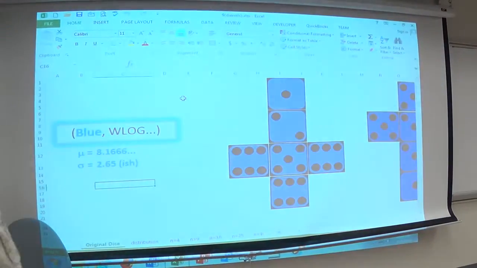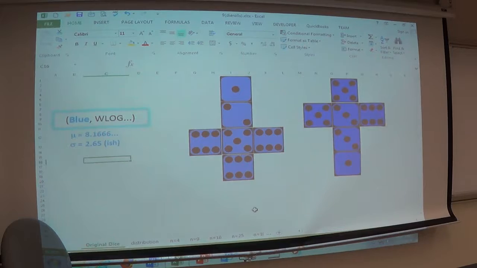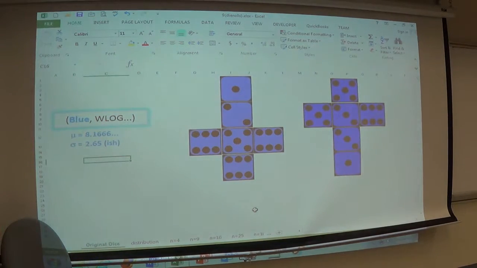is to go with computer randomization of what you guys did over hundreds of thousands of trials. So check this out. Let me scroll this down so you can see a little better. How many of you guys had the blue dice? Okay, we had a few groups of blue dice. I'm going to use the blue dice as the example.